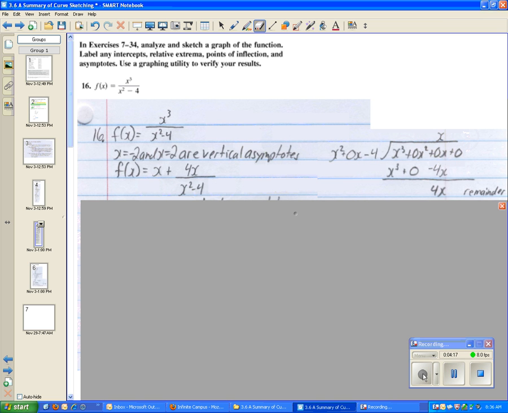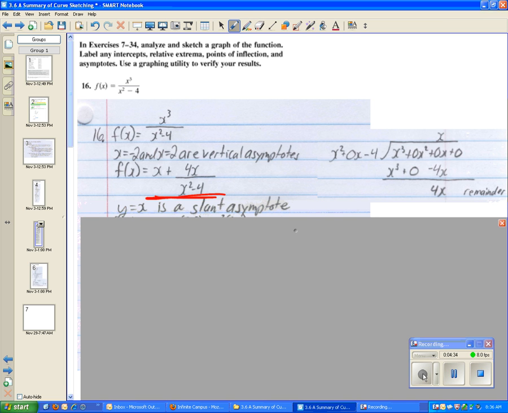The linear part of your rewritten function, it's not a new function, is your slant asymptote. So what's the linear part of this? f of x equals x. So y equals x is a slant asymptote.